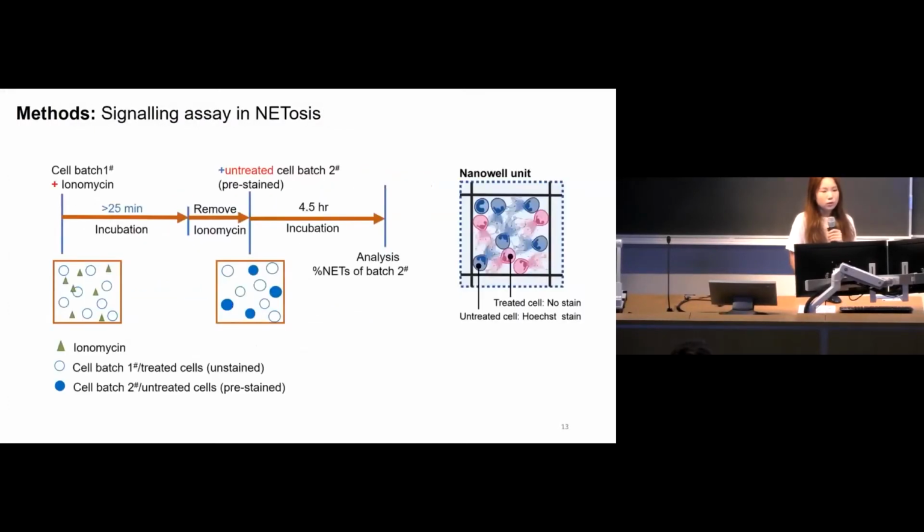So then we want to see whether the stimulated cells could directly trigger NETosis. So we cultured the stimulated cells with naive cells inside the nanowell unit. For the stimulated cells, that's our cell batch 1, we first treated them with L-lysine for at least 25 minutes. Then we removed L-lysine before adding the naive cells. That's our cell batch 2 here. We only stained cell batch 2 with Hoechst, because we only care about how many cells in cell batch 2 will go through NETosis.